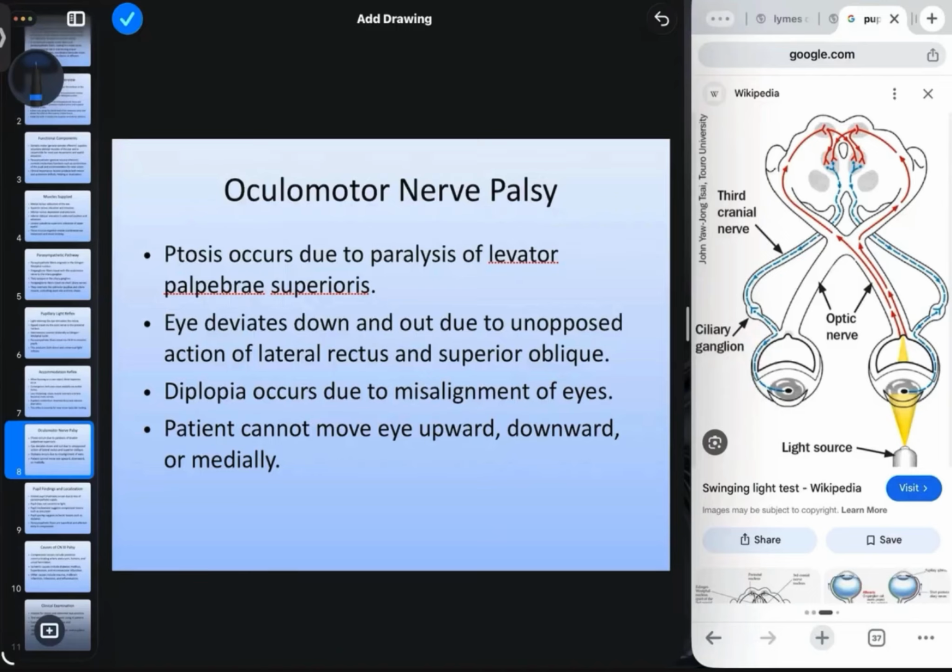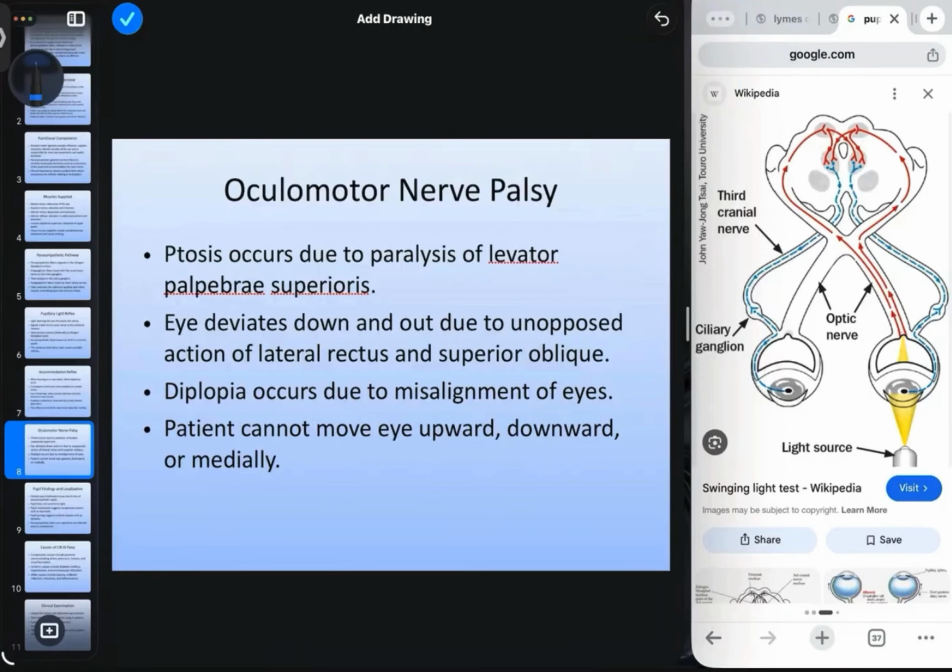Oculomotor nerve palsy. Ptosis occurs due to paralysis of levator palpebrae superioris. The eye deviates down and out due to unopposed action of lateral rectus and superior oblique. Diplopia occurs due to misalignment of the eyes. The patient cannot move the eye upward, downward, or medially.